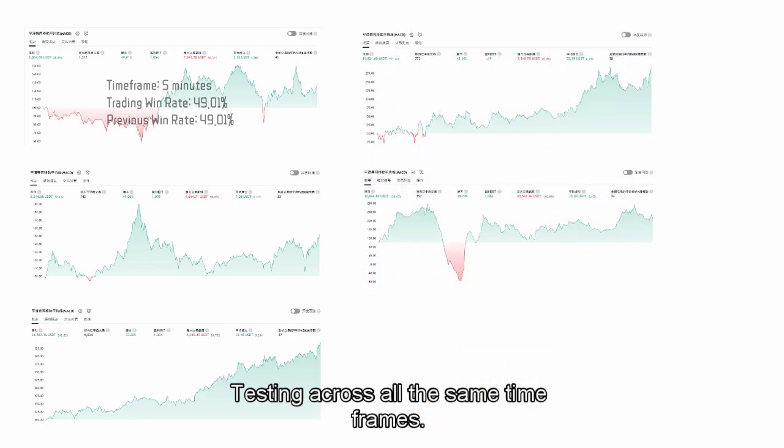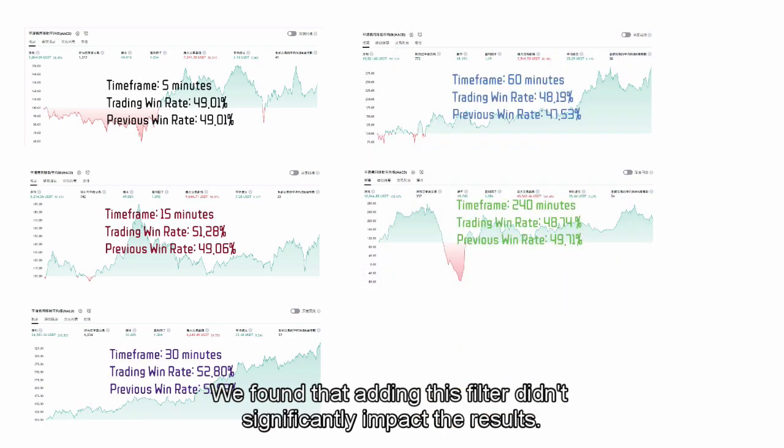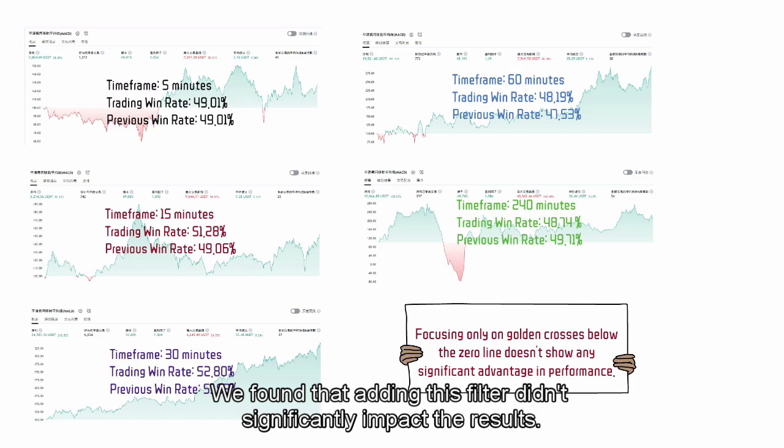Next, we filtered the golden crosses to only include those happening below the zero line. Testing across all the same time frames, we found that adding this filter didn't significantly impact the results.